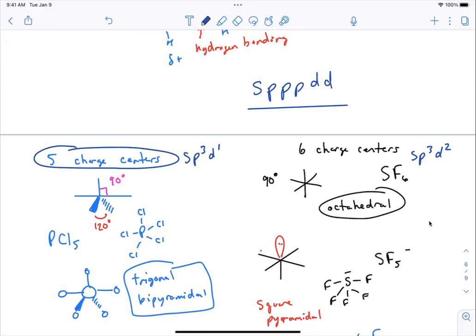No, there's only 3 p orbitals. P can hold 6 electrons, but only 3 orbitals. That's why you have to use the d orbitals for expanded octet.